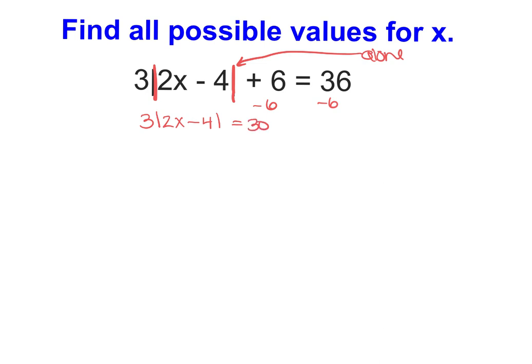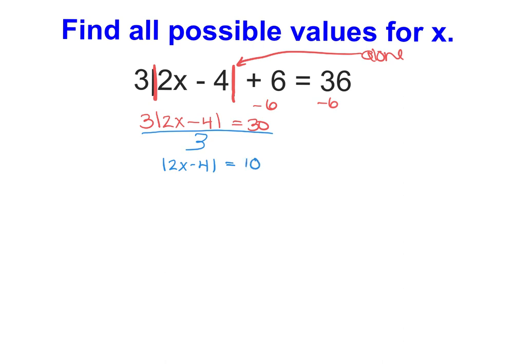Then from here, I notice I cannot distribute in because I cannot break into the prison there. So I still have to get my absolute value alone. So I divide by 3 on each side. So I end up with the absolute value of 2x minus 4, and that is equal to 30 divided by 3, which is 10.